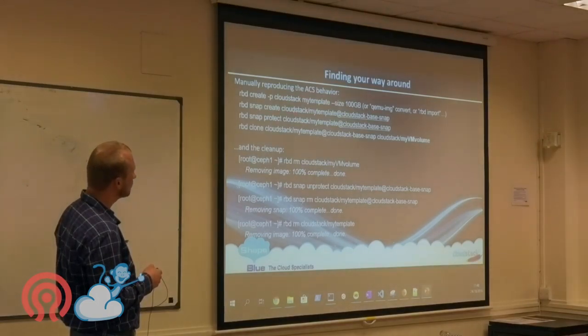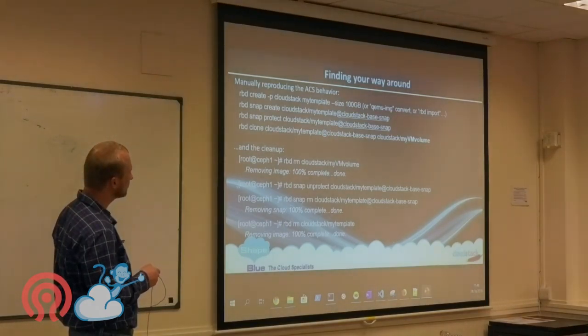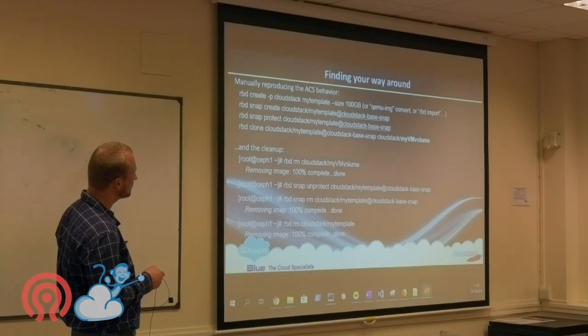We will create a snapshot and give it a name. We will then protect that specific snapshot, and then we will do the rbd clone command, which is effectively creating linked clones, if you like. We define the source pool slash image at that image snapshot, and then we say the destination is, again, the same pool but my VM volume, and that's how it works.